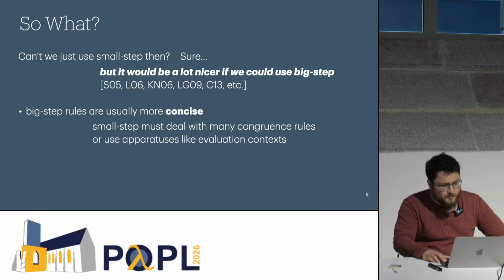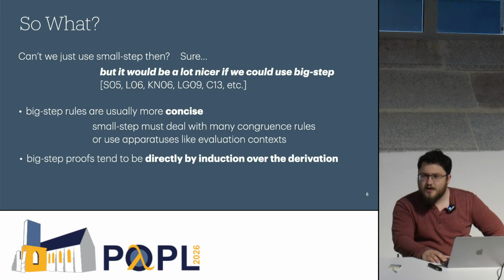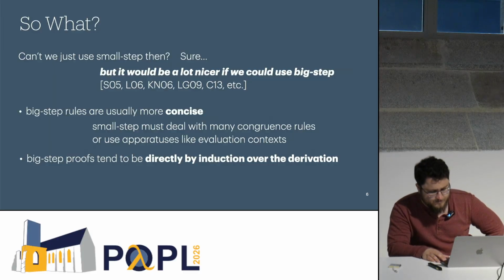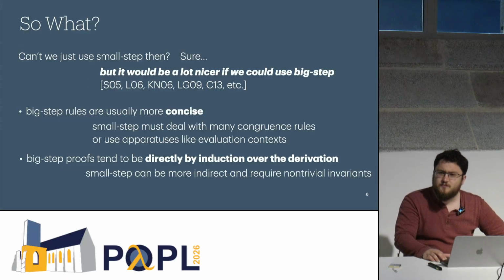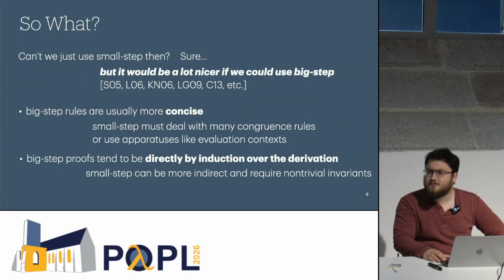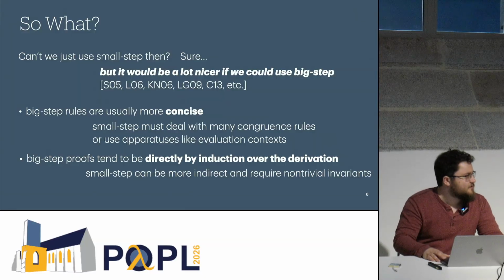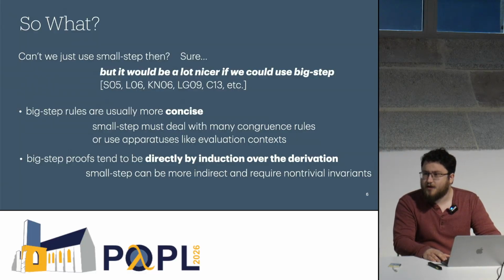And more importantly, the proofs using big step semantics tend to follow by direct rule induction over the derivation of the operational semantics. Whereas for small step semantics, the proofs are often quite indirect and can sometimes require some non-trivial invariants. So while it may not be a hard and fast rule that big step semantics leads to nicer proofs, it certainly leans that way on many of the proofs that I am interested in.